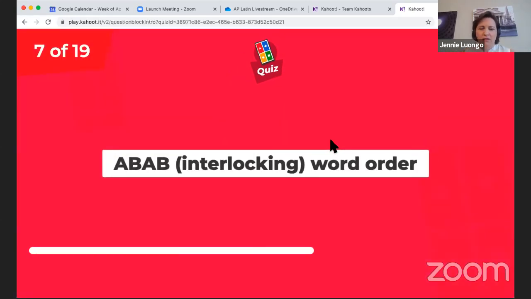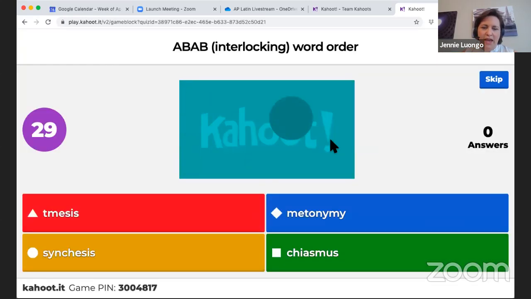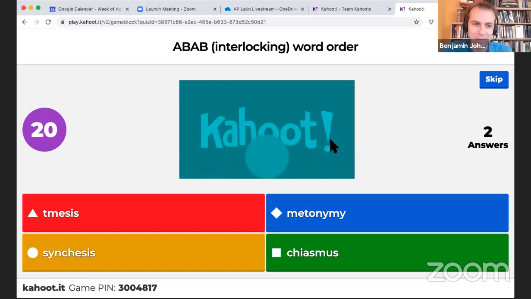All right, so now instead of ABBA, we have A, B, A, B, or interlocking word order. I kind of call it both in my class. I usually say it both in one breath. A, B, A, B, interlocking word order. Interlocked, right? Yeah. Confusion of things.